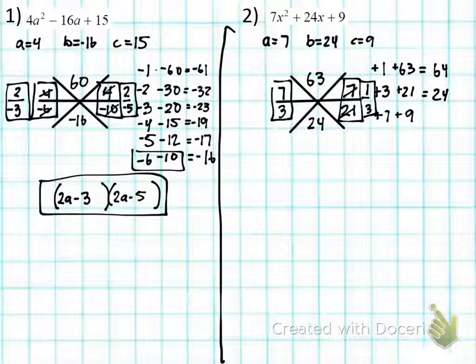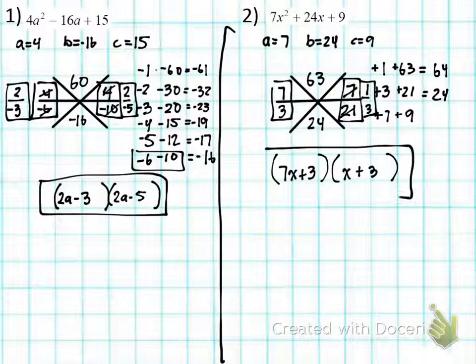So I'm going to make 2 parentheses again. We got 7. Square root of x squared is going to be 7x plus 3. And then we have x plus 3 on the bottom. Okay? And that's it. That's your answer.